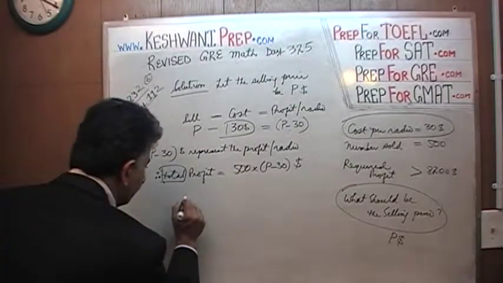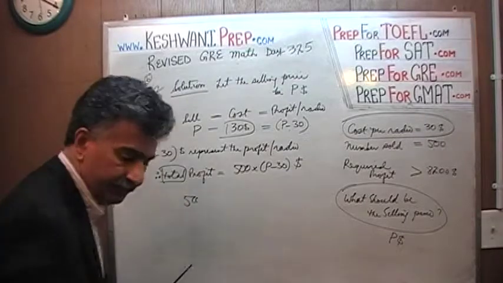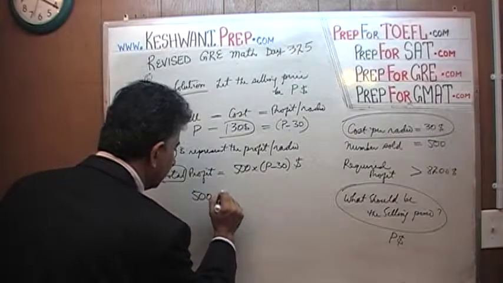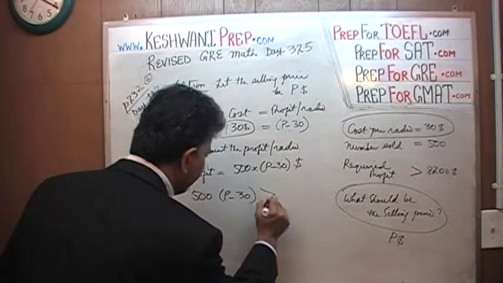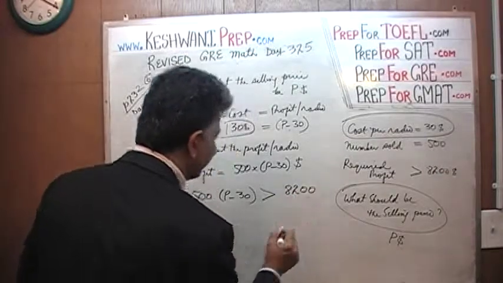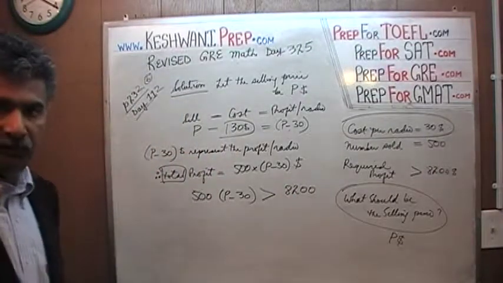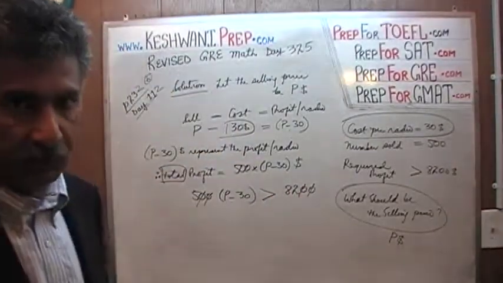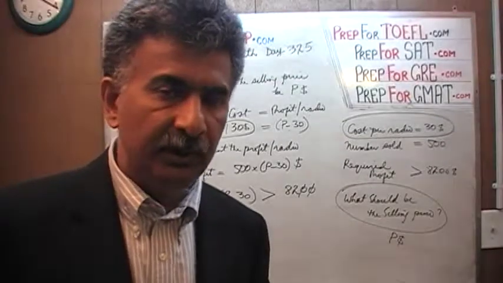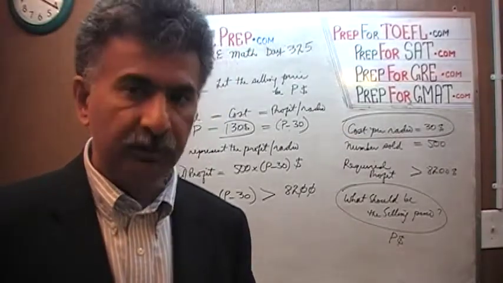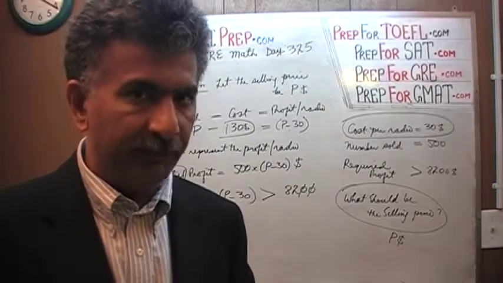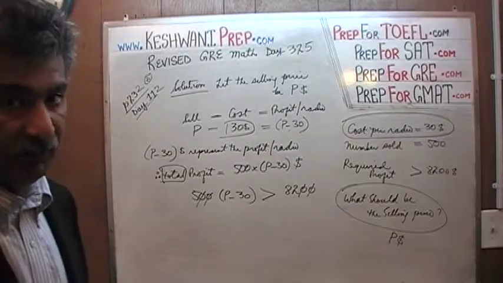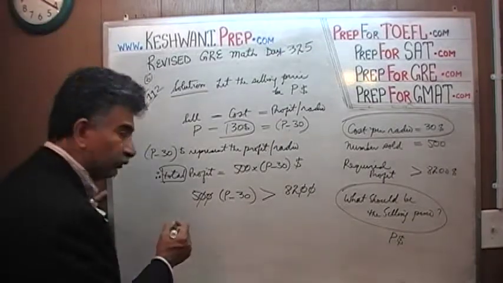We got it. So the inequality that we're going to solve is 500 times (P minus 30) has to be greater than 8,200. If you divide both sides by 100, we're going to knock out two zeros here. If you feel that you need to be shown every single step, you're more than welcome to watch the original solution on day number 112. Here I'm just going to do it a little bit faster. Not too much, but just a little bit.